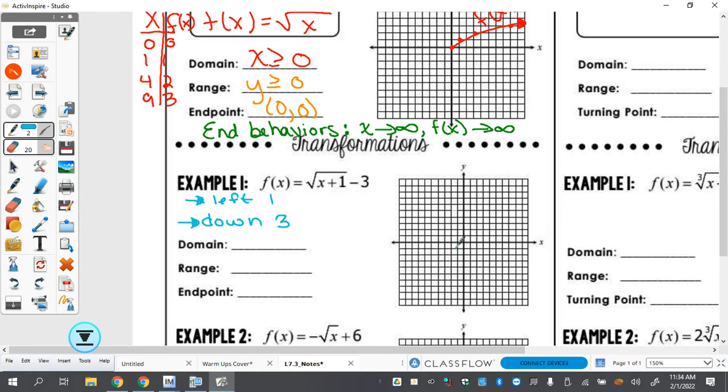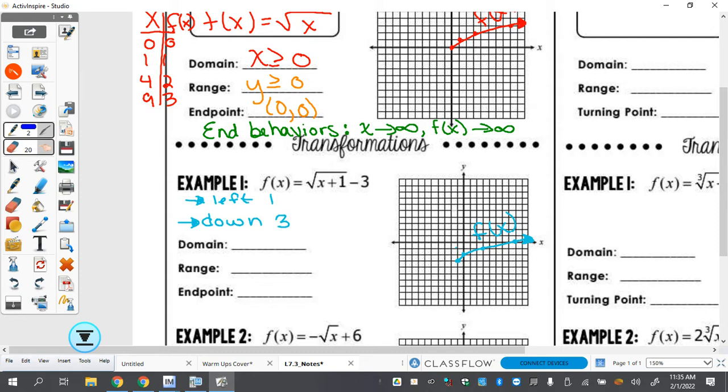So left 1, down 3, left 1, down 3, left 1, 1, 2, down 3, 1, down 3. So moving everything left 1, down 3. We use those transformations to do that because a lot of times it's a lot quicker than typing and retyping everything into that calculator.